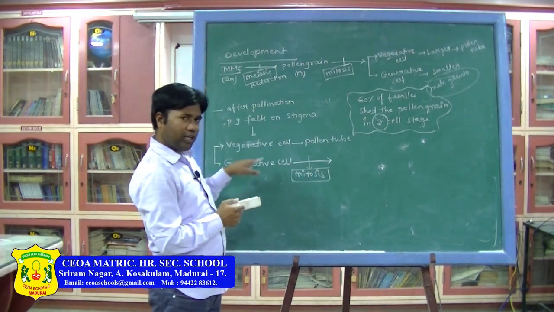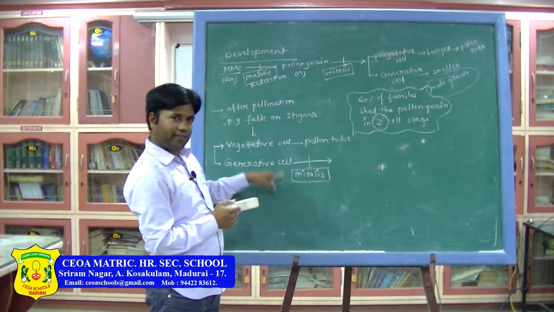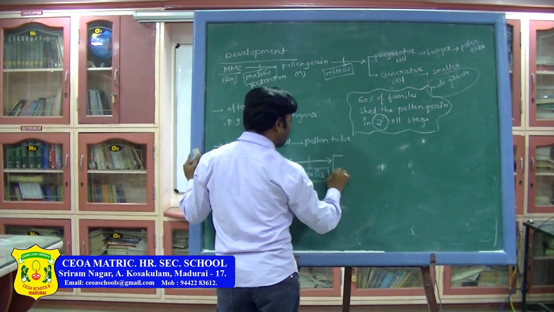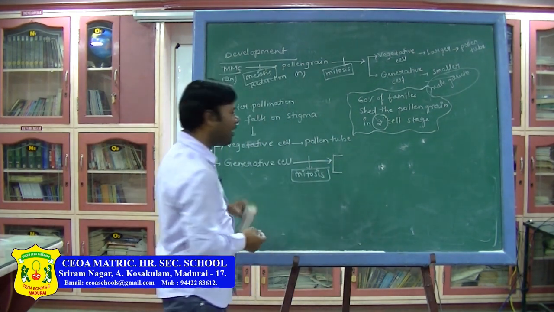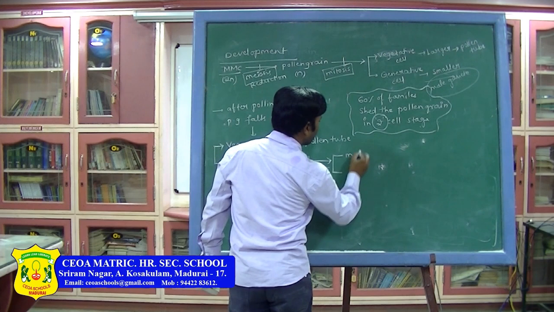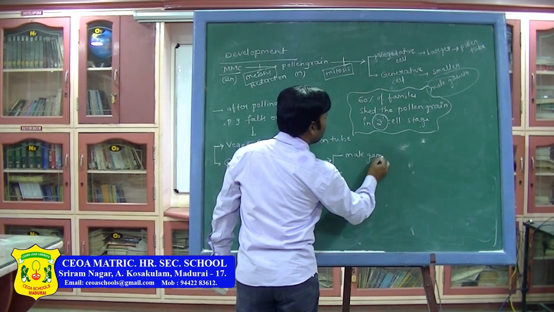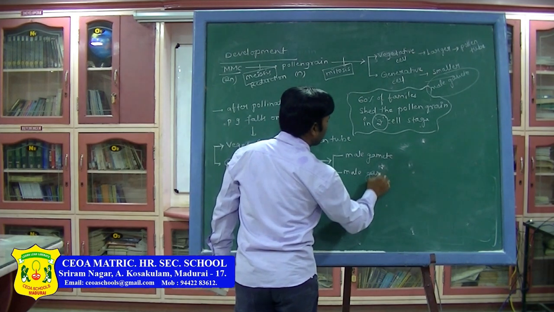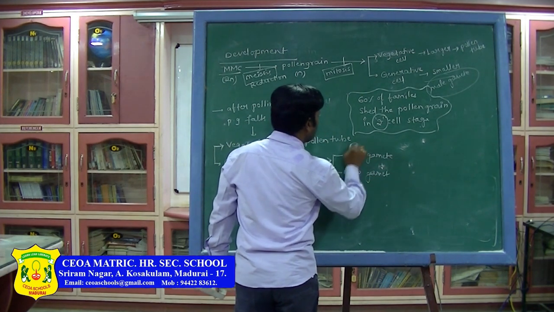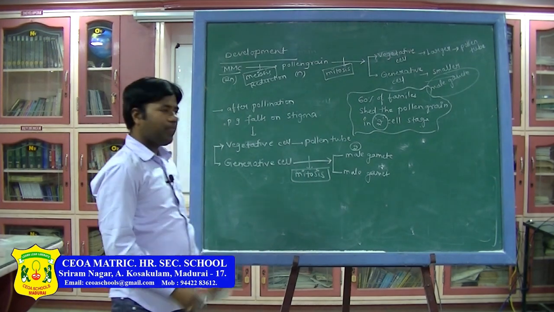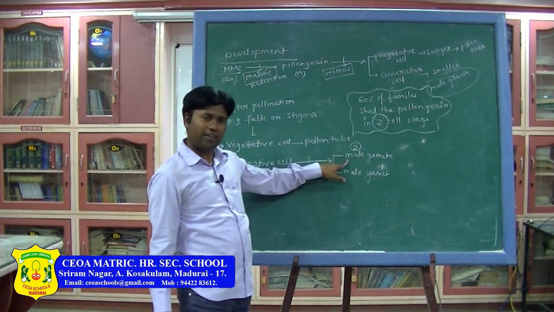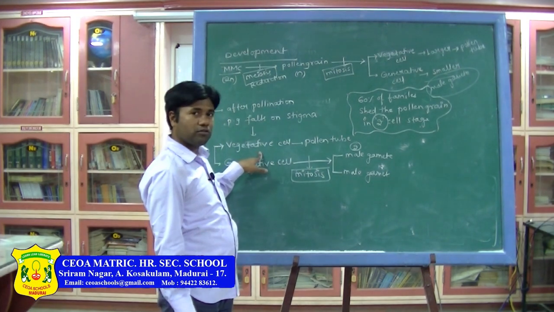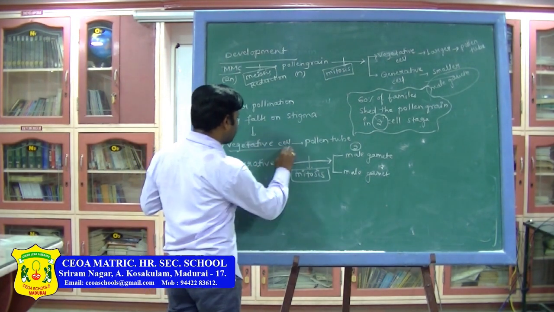So the generative cell, due to the occurrence of one more mitosis, how many cells will be formed? Two cells will be formed. These are male gametes. This is one male gamete, another one is another male gamete. So how many male gametes are forming? Two male gametes are forming. Then the vegetative cell is one cell. Now we got 3 cells.